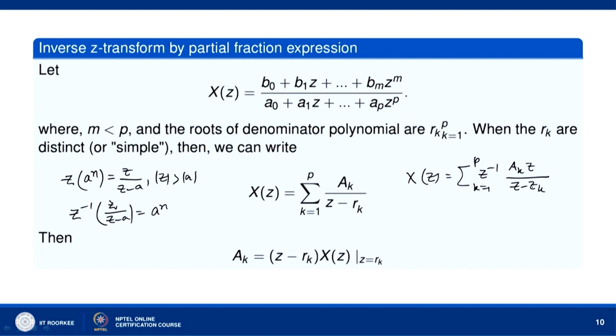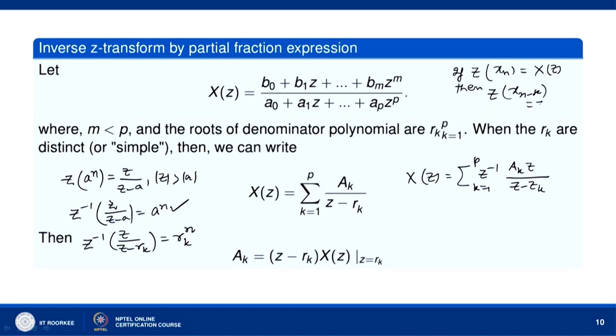Okay. And then apply the inverse z transform, z inverse of z over z minus r k equal to r k to the power n, by using this formula. Now, let us apply the delay property. The delay property says that if z transform of x n is equal to X z, then z transform of x n minus k equals z to the power minus k X z.